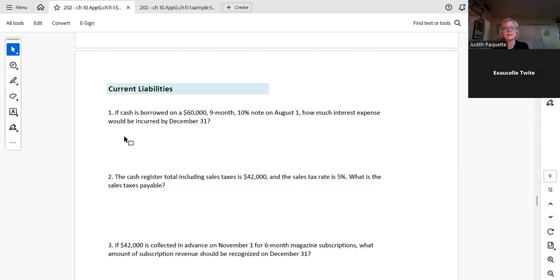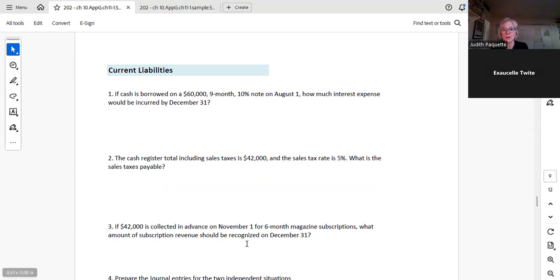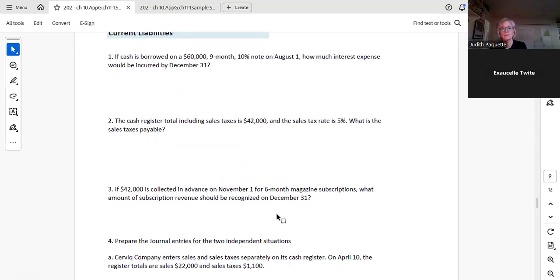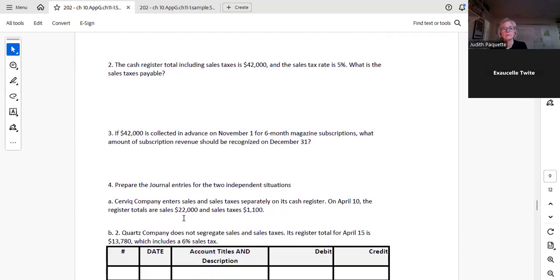Okay. Current liabilities, we have notes, sales tax. Unearned revenue is the other one you should know how to do. Okay. Sounds good.